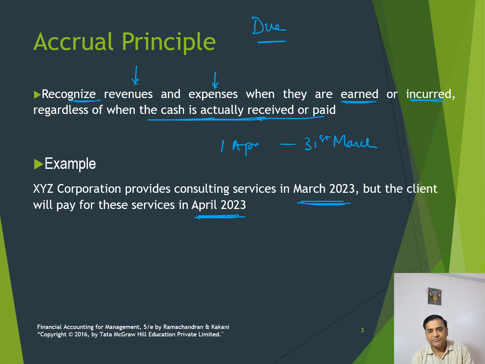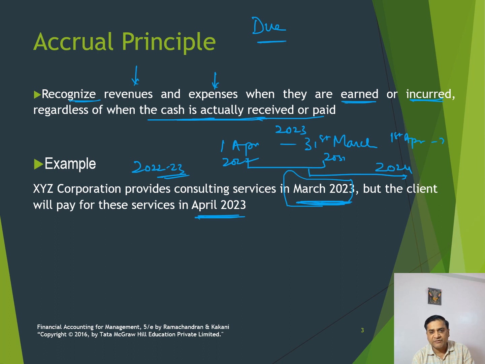This service has been provided in this year. Suppose this is 2023, but the payment is made in the next financial year, which is 2024. Why? Because it starts from 1st of April 23 and ends on 31st of March 24. This starts on 1st of April 22 and ends on 31st of March 23. So this would be termed as the revenue for the year 2022-23 because it has happened in the month of March.